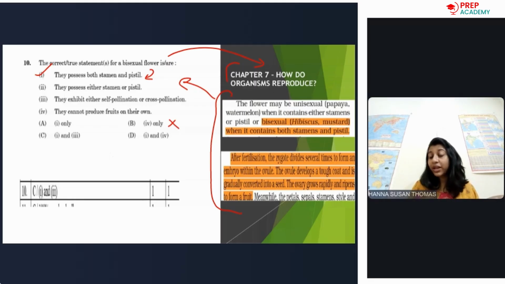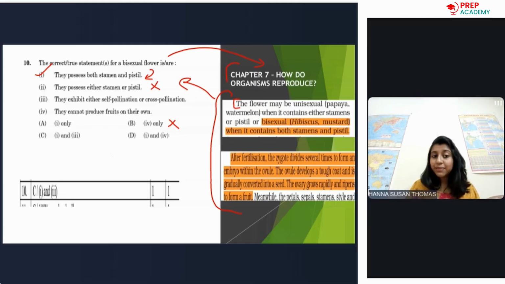Any of these statements can be correct, but you have to go through the rest of the statements. They possess either stamen or pistil. It's wrong. It's related to unisexual flowers, right? Because from this screenshot you can understand that unisexual flowers contain either stamens or pistil. So it's not the correct statement. You can eliminate that.